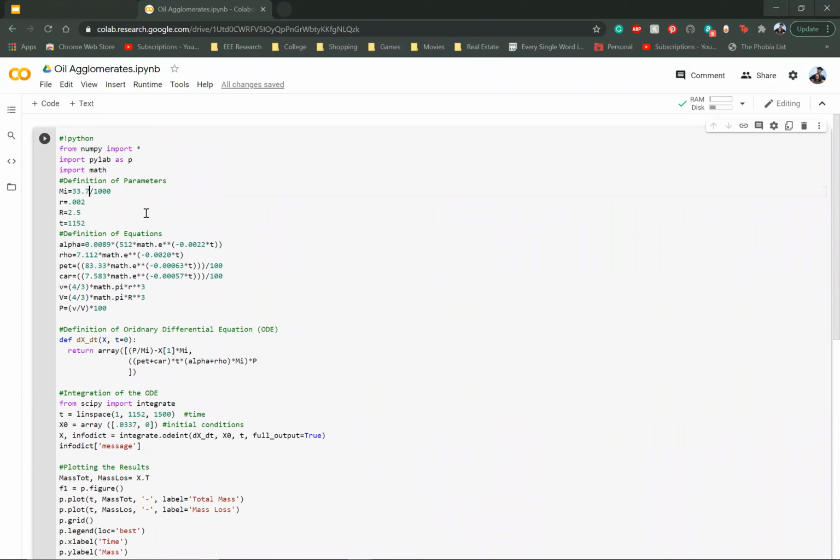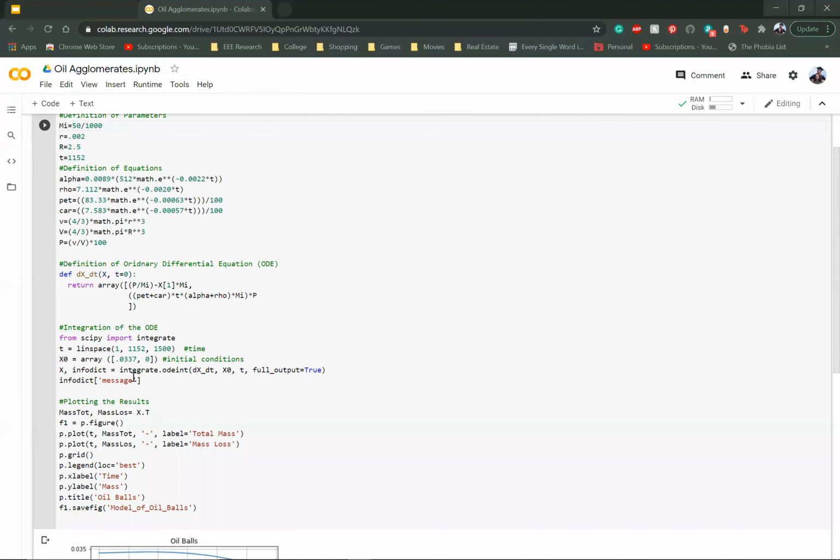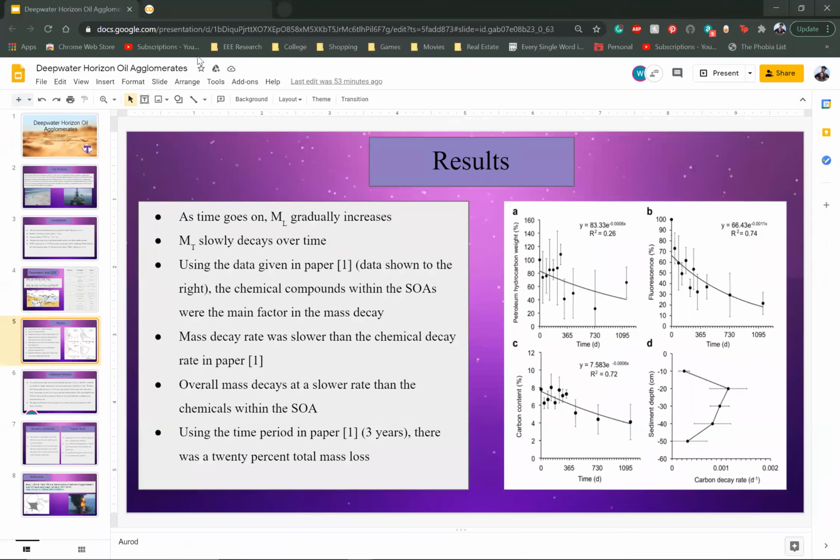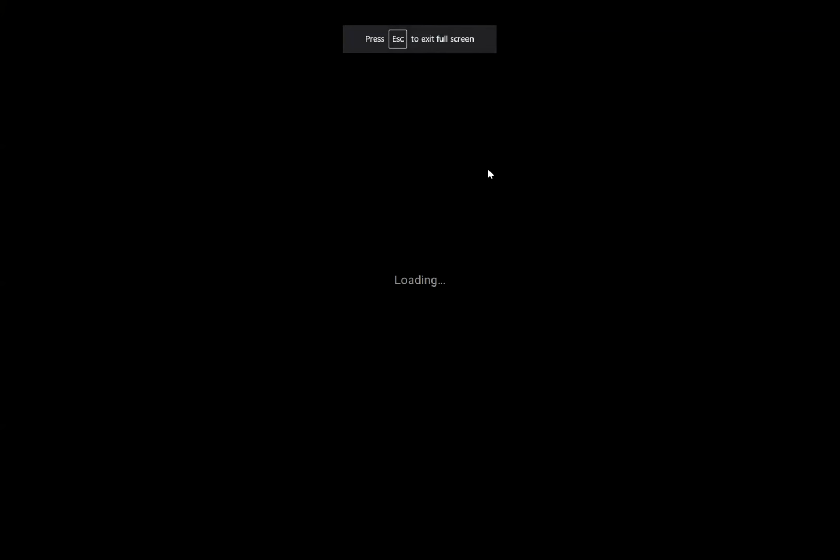If you were to raise the amount of SOA to about 50 grams, and I would change it down here as well, you would see that the graph decays much quicker as there's more surface area to the SOAs, meaning more porosity, there's more chemical to be decayed, and the mass loss increases at a similar rate. So going back to the presentation, we will get to the next slide.